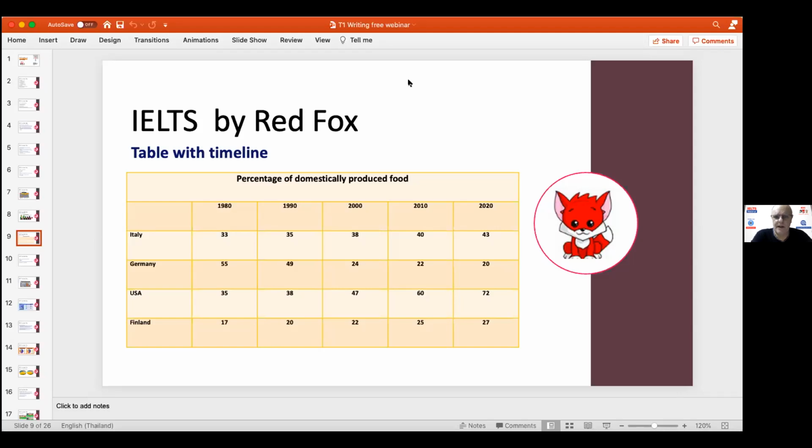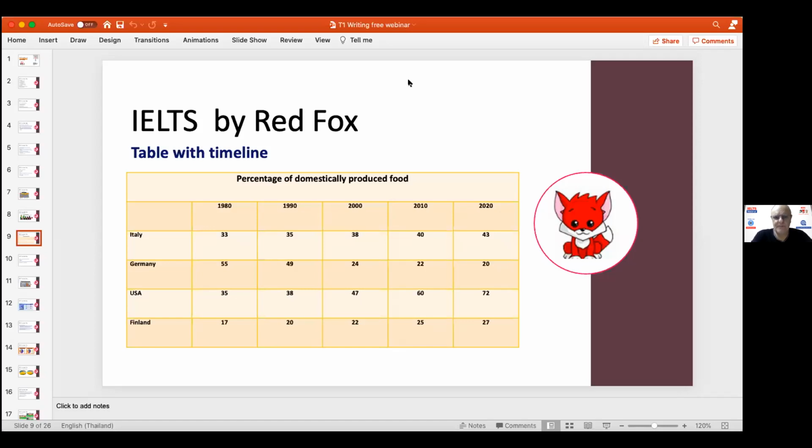We have the timeline, which is on the top row here. And then we have 4 categories and a whole load of figures. So again, we have to look at these figures carefully to see what the patterns are, what the trends are, what is similar, what is different, and what has changed, and describe those changes using the best possible words.